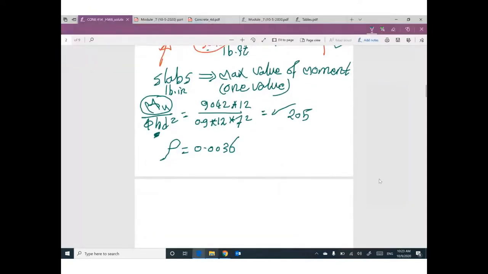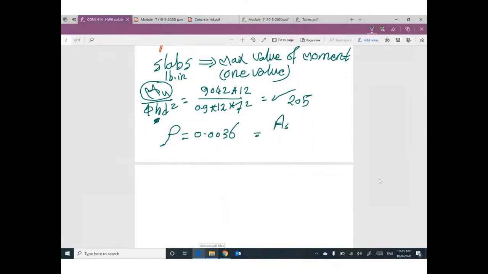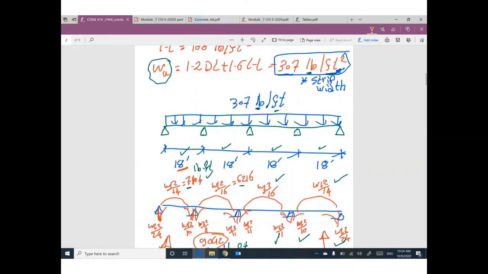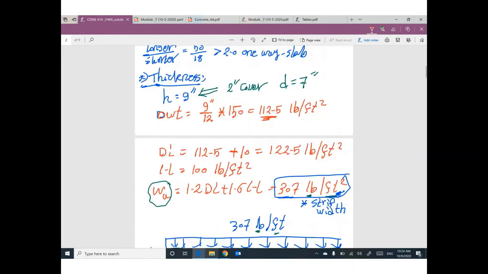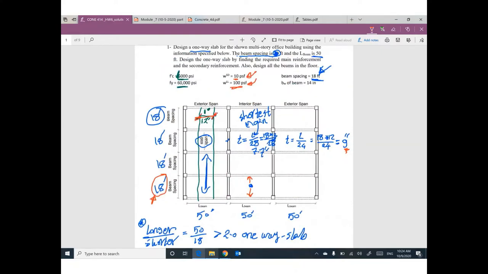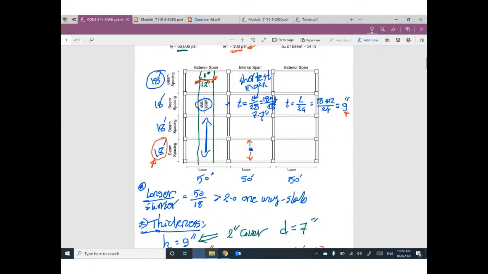Okay, so rho equals area of steel divided by b times depth. b is 12 inch, depth is 7, so I can figure out the area of steel. 0.0036 times 12 times 7 equals 0.3024 inch square per foot. Why per foot? Because all of these calculations are for one strip, and this strip has unit width. So everything you did is per unit width, per foot.